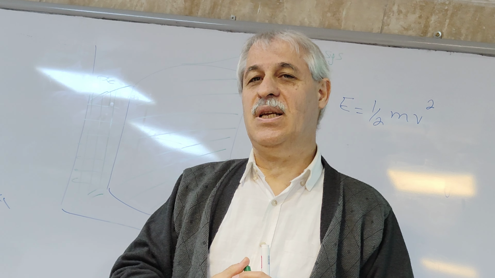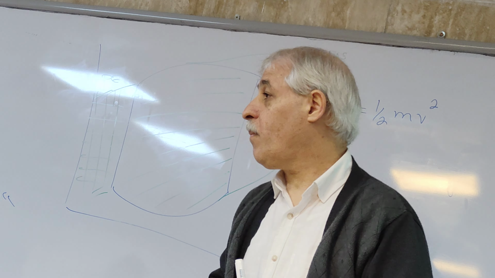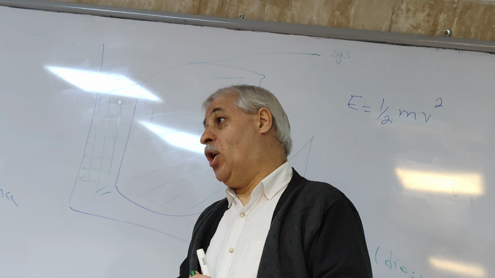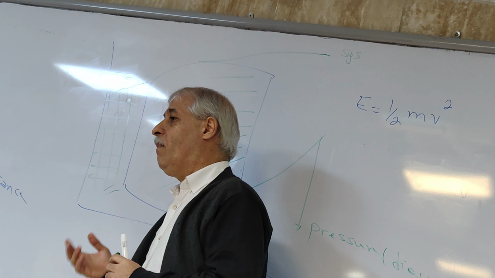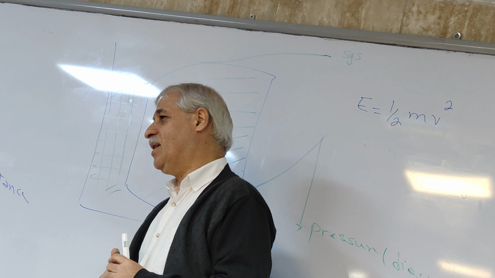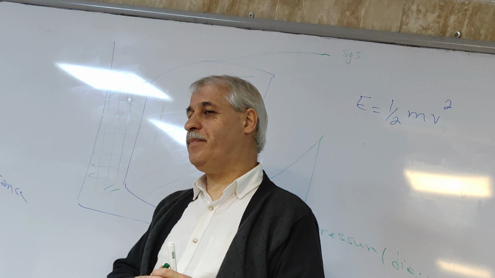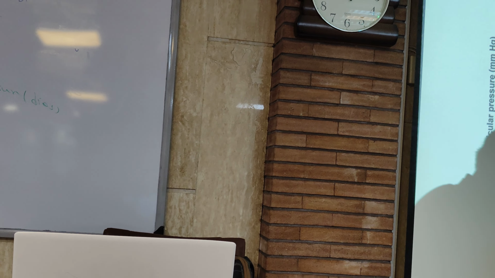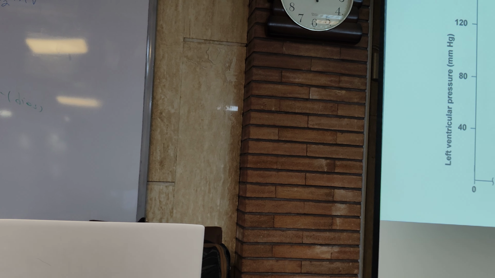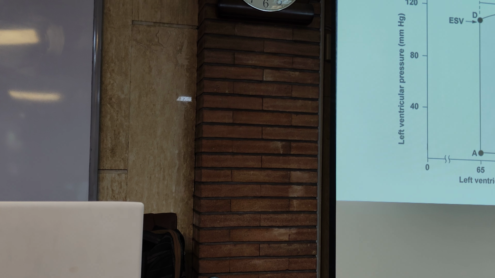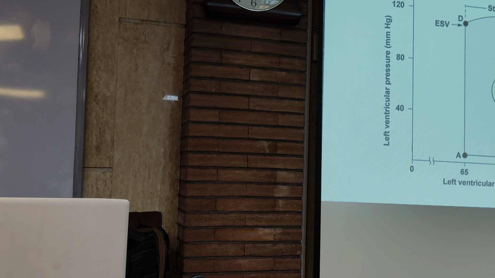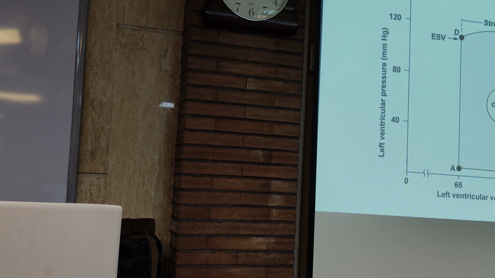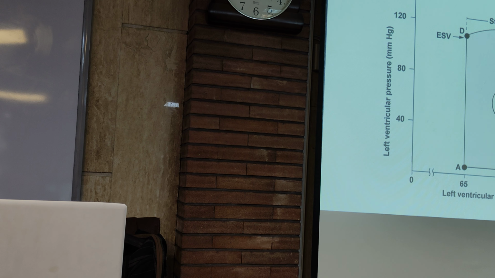So in what situation does this get expelled? Yeah, you can expel it. Like when? Yeah, at a strenuous exercise. Doctor, I can't hear you from here. Can you repeat? How much blood is left at the end of systole? 50 milliliter. So at rest, it always remains in the left ventricle.